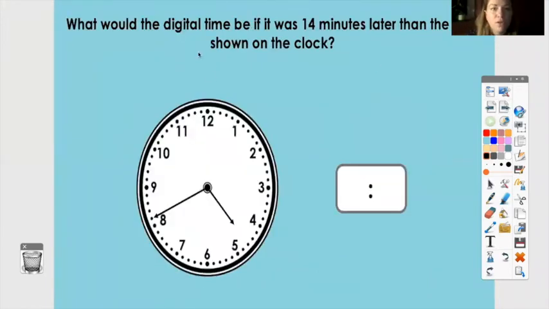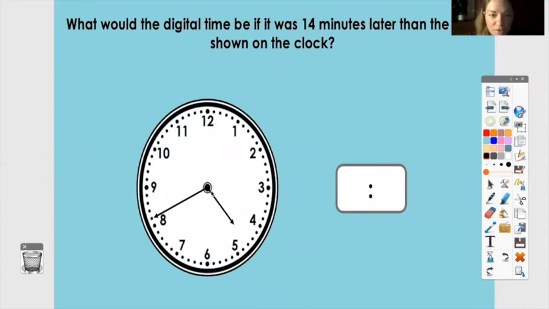Right, where am I? I'm blocking the question. What would the digital time be if it was 14 minutes later than the time shown on the clock? Have a go at this one. You might want to pause the video and count actually on the clock those 14 minutes past. Make notes to help yourself.